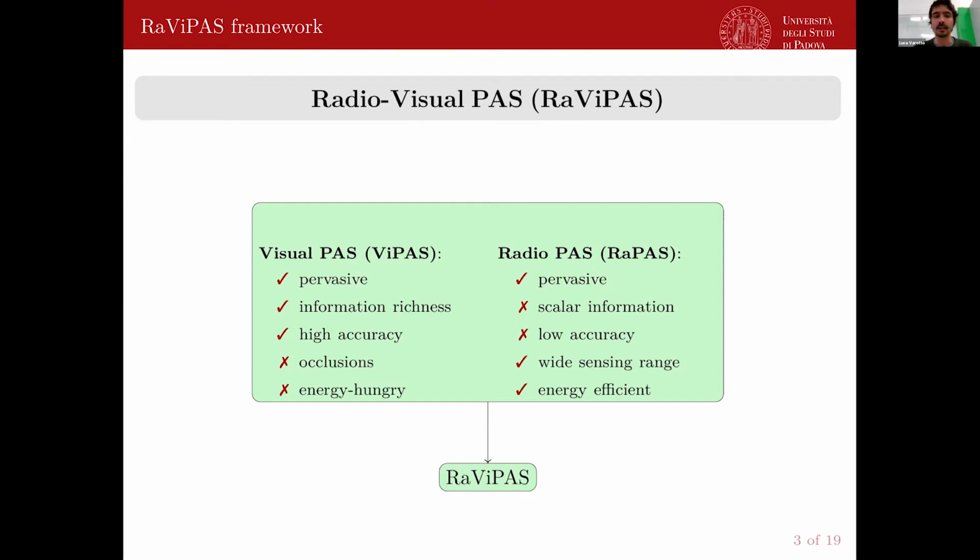Radio visual is justified by the complementarity between visual-only and radio-only approaches. In particular, both visual and radio-only approaches are pervasive in our daily life. Visual information is rich in the way information is gathered, and it is usually very highly accurate. But cameras suffer from occlusions, and they are usually very energy-hungry sensors. On the other hand, radio sensors provide scalar information, so sparse, not rich information, with a limit on the accuracy. But the benefit of radio sensors is that their range is quite large, usually, and sometimes also omnidirectional, and the energy consumption is controlled and efficient.